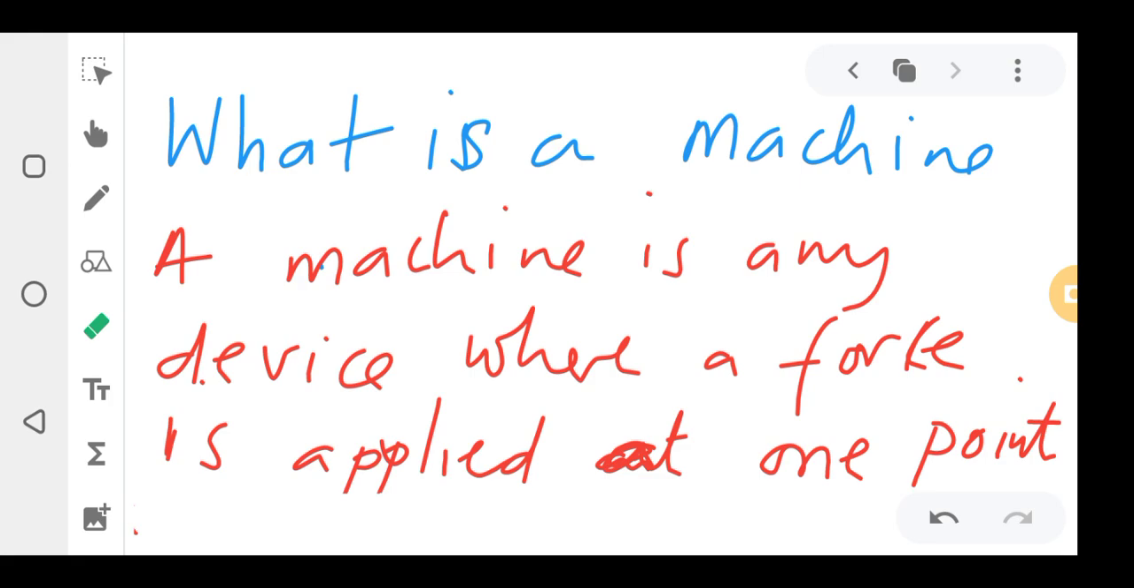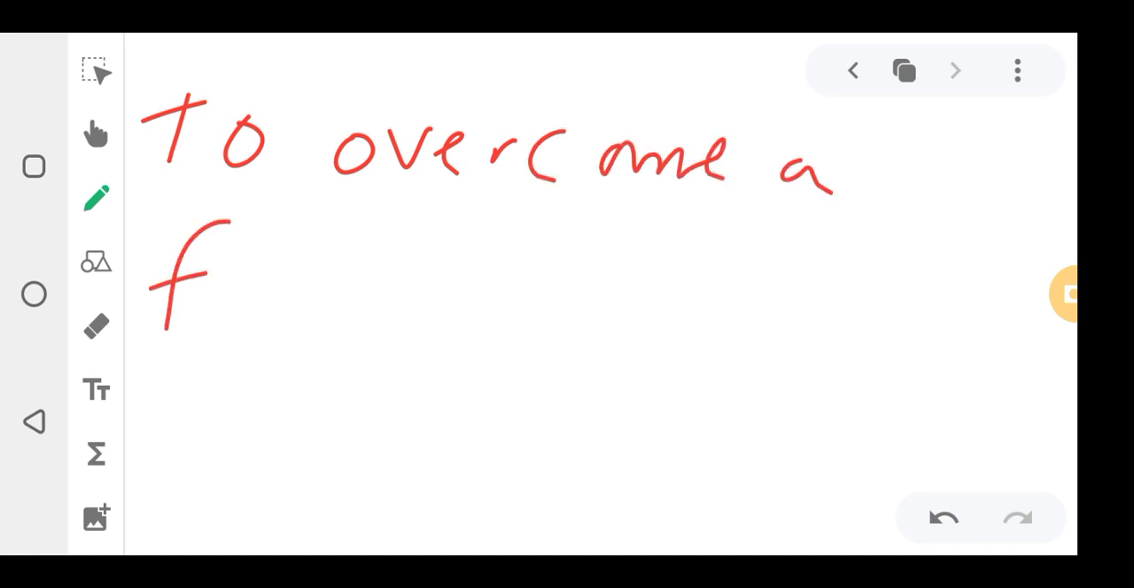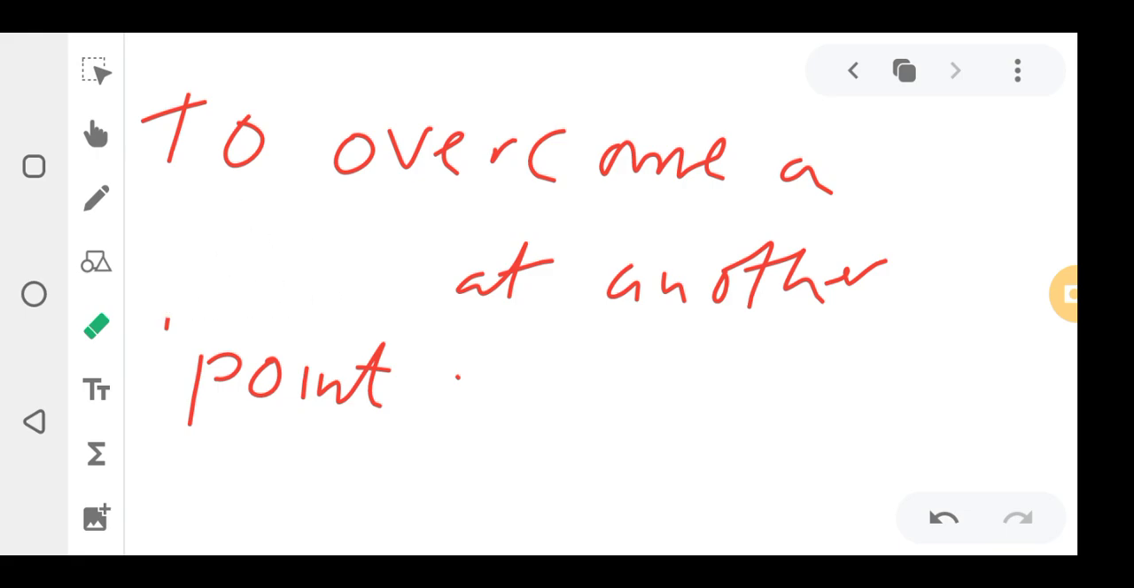Okay, let me go to the next page. So a machine is any device where a force is applied at one point to overcome a force at another point. So it's a device where force is applied at one point to overcome a force at another point.